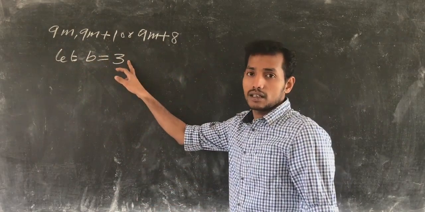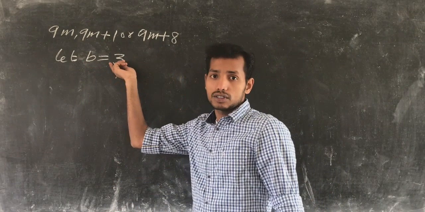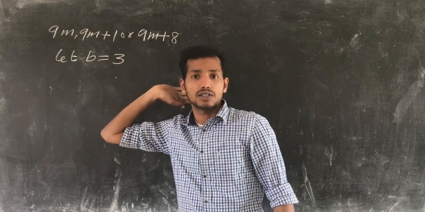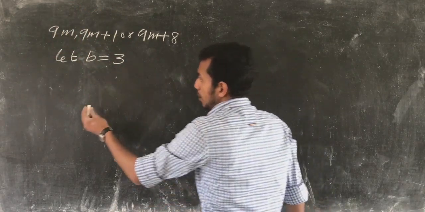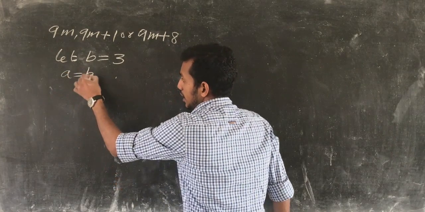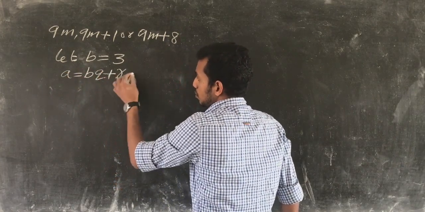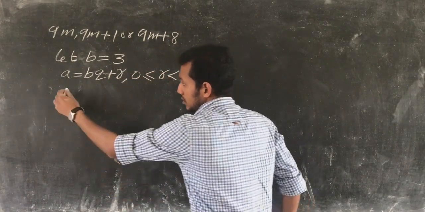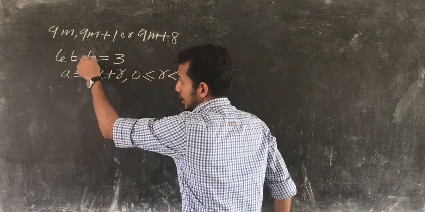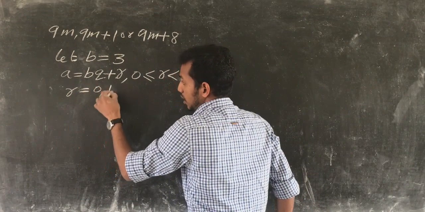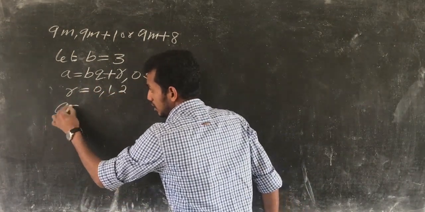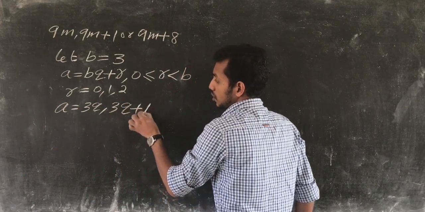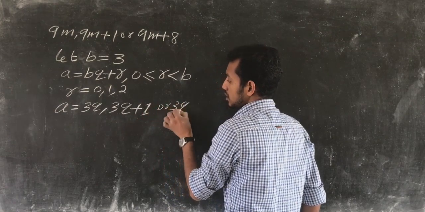Why b equal to 3? Because when we take the cube of 3, it is equal to 27, where 27 is a multiple of 9, we can take 9 outside. Now, according to Euclid division lemma, a equal to bq plus r, where r greater than or equal to 0 and less than b. Since b equal to 3, remainder will be 0, 1 and 2. Therefore, the integers are a equal to 3q, 3q plus 1 or 3q plus 2.